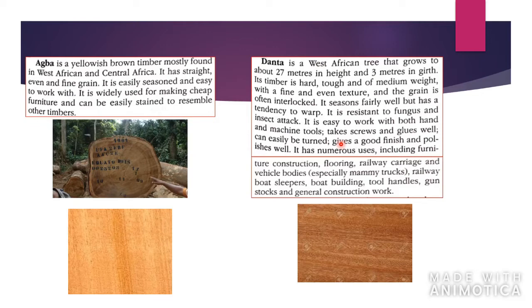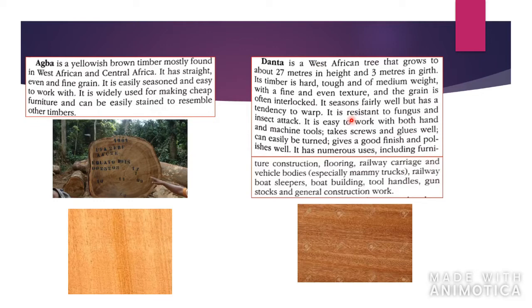Okay, and it's not just for furniture. You can use it for construction, you can use it for flooring, you can use it to make railway carriages. That's what they used to do before. Building boats, tool handles, let's say the handle of a chisel, you would use that type of wood for it.